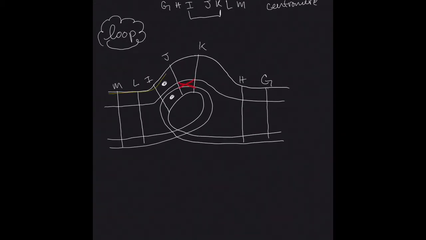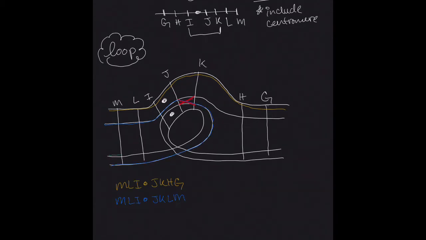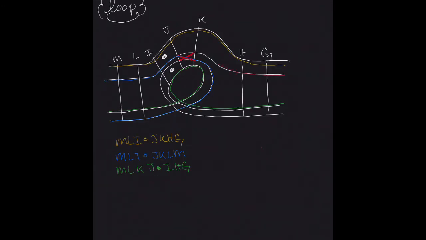The first chromatid is going to give me MLI centromere JKHG. My second chromatid will be MLI centromere JKLM. My third chromatid will be MLKJ centromere IHG. My fourth chromatid will be GHKJ centromere IGH.